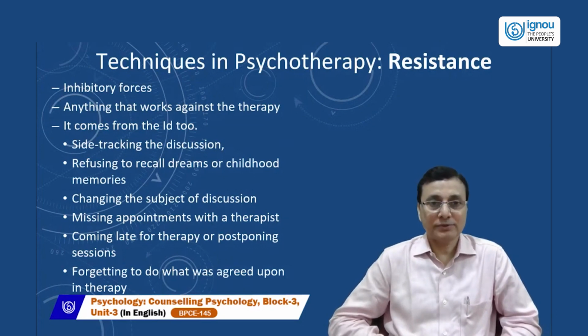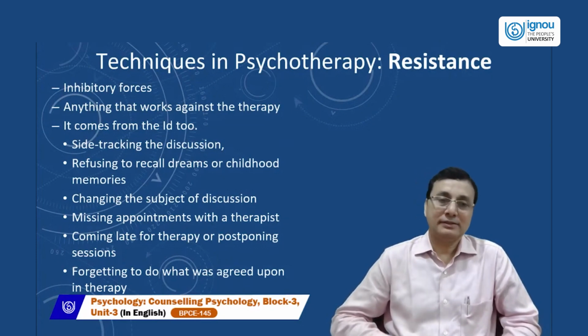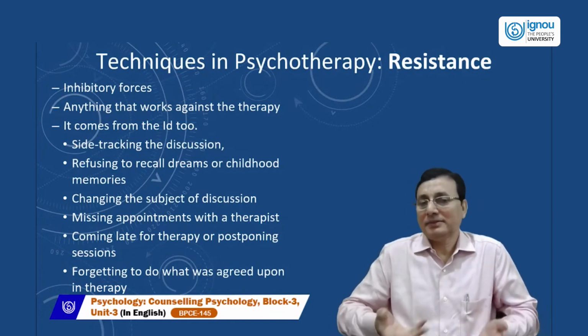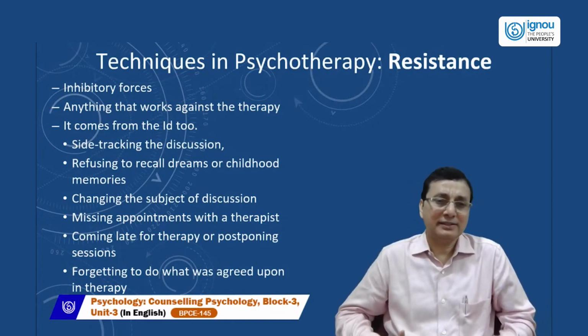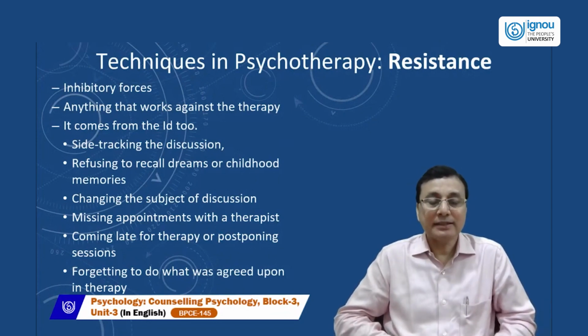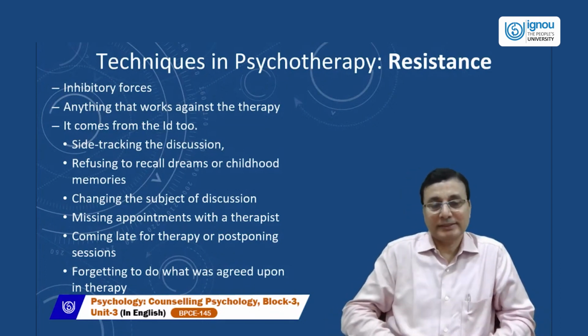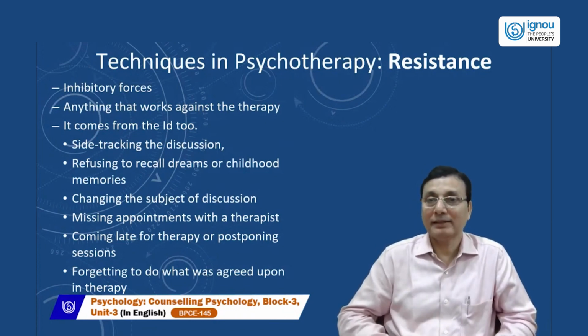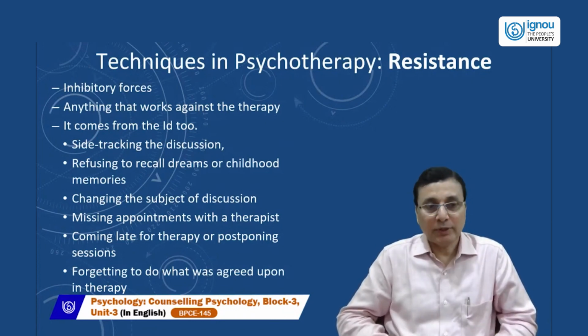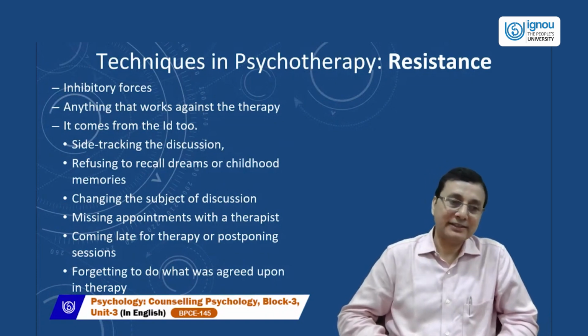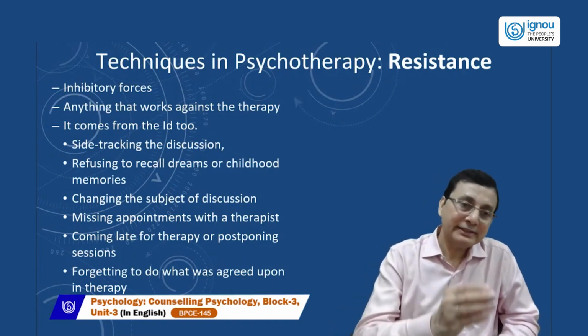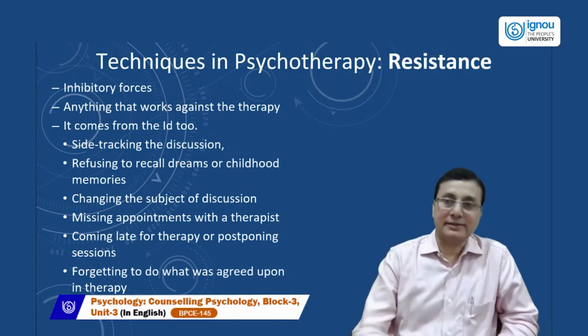Refusing to recall dreams or childhood memories. Clients say, I can't remember, I don't remember, I don't think anything like that happened in my childhood, nothing happened in my childhood. Changing the subject of discussion: clients generally try to change the subject, which indicates that resistance is there. Missing appointments with the therapist, coming late for therapy, postponing sessions, forgetting to do what was agreed upon in the therapy. All these are indications of resistance.